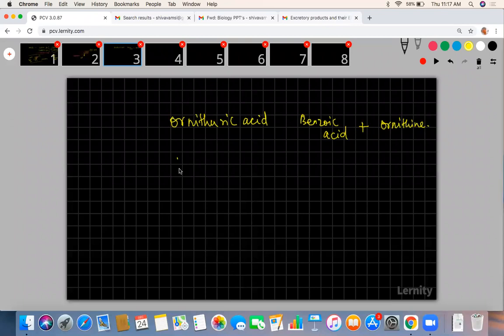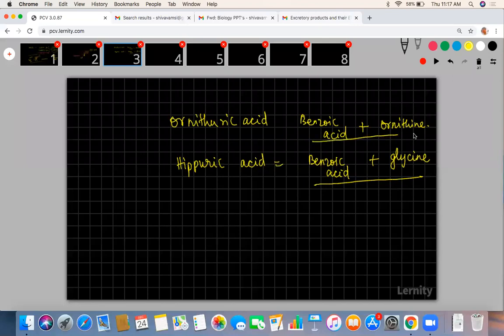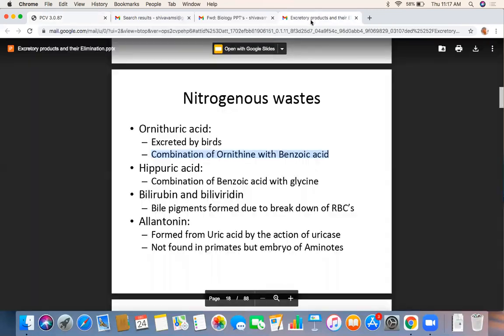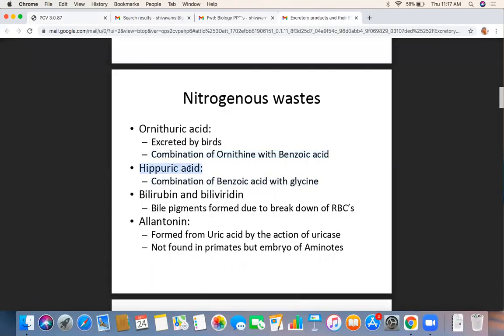In our body, there is an acid which is called hippuric acid. This hippuric acid is produced when benzoic acid is treated with glycine. So these two things will combine to form hippuric acid. These two will combine to form ornithuric acid. All of these are excreted by the kidney. So the combination of benzoic acid with glycine is your hippuric acid.